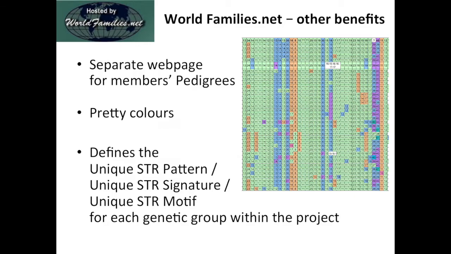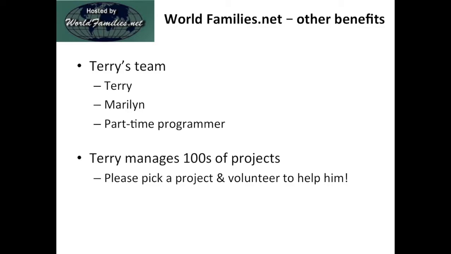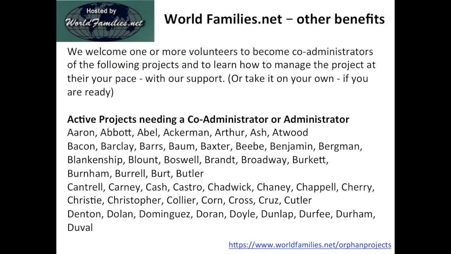So Terry's team just consists of Terry, his wife Marilyn, and a part-time programmer. Terry manages hundreds of projects. So I'm making an appeal. Please pick a project and volunteer to help us, because there are a lot of orphan projects associated. We have 9,400 surname projects. A lot of them are orphaned because the project administrators have lost interest or passed away.